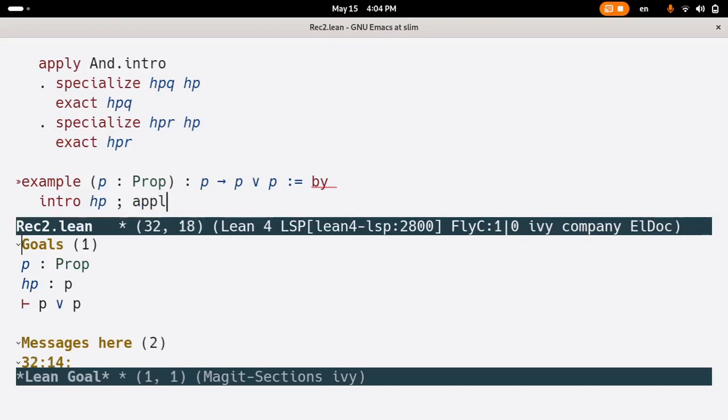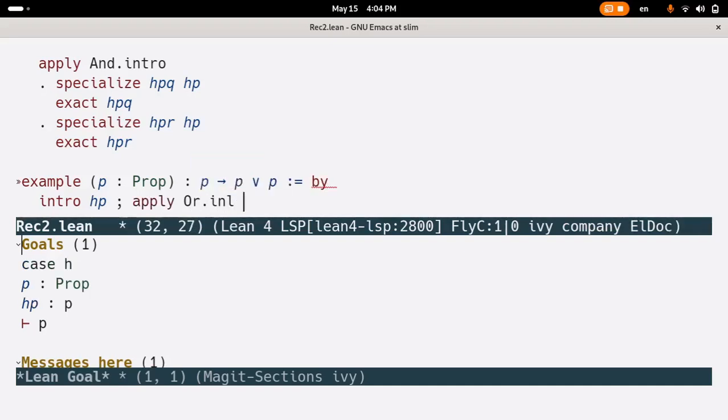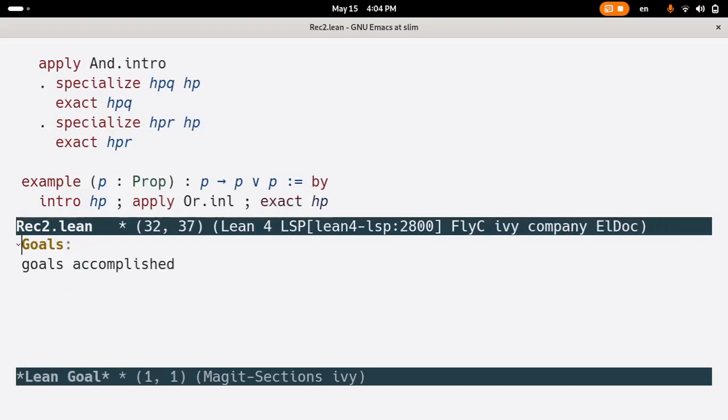So right now I have to prove an OR. So I have to apply one of the introducers for OR. And we can finish the proof by saying exact HP.